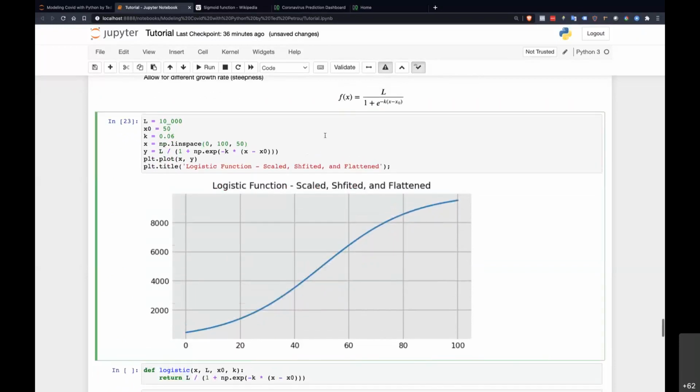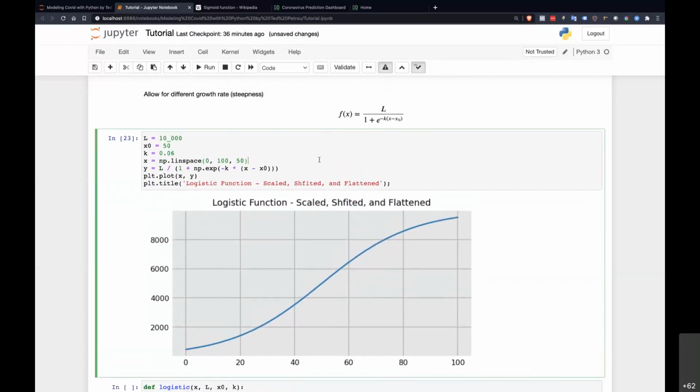All right, so any questions here on the basics of our logistic function, which is now scaled with L, shifted with x naught, and flattened with k?